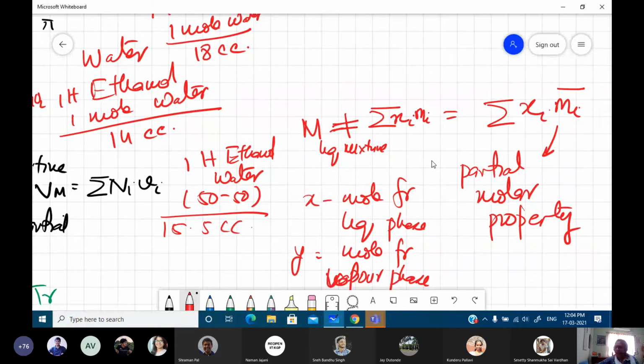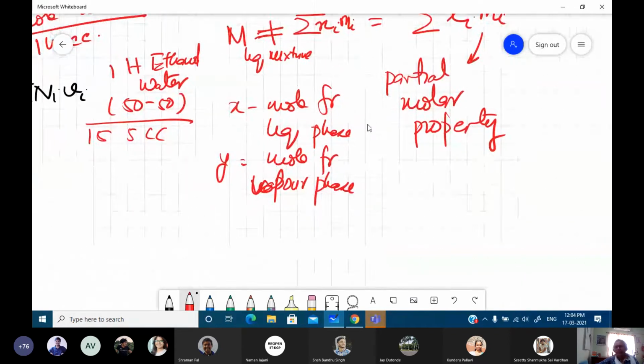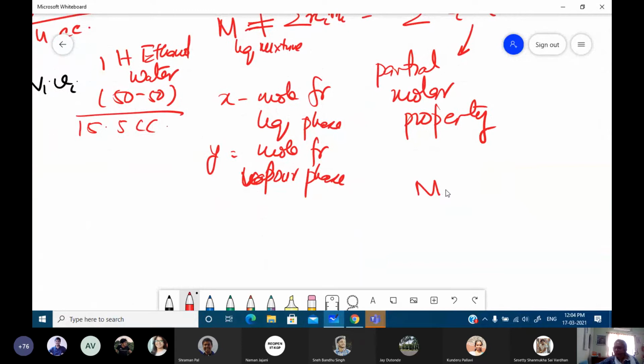Initially we started with total properties, say any property M. Then we had molar properties. Then for gases, we had residual properties. Now for liquid mixtures, what do we have? We have a partial molar property. So you find that for each extensive property, there are a large number of corresponding intensive properties that we can define.